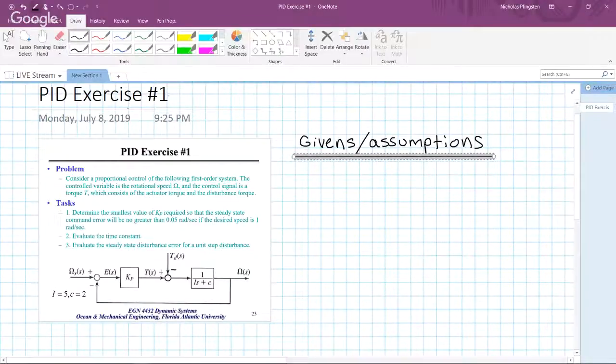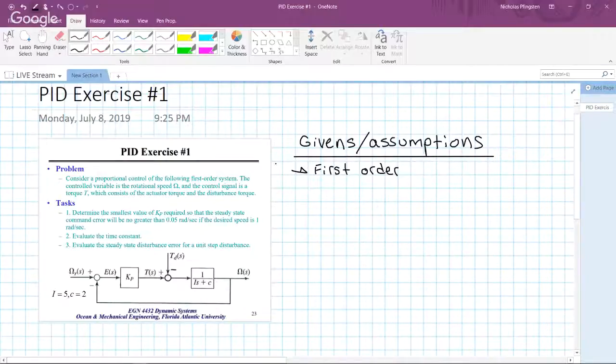So, starting off, the problem. Consider a proportional control of the following first-order system. Okay, so it says, hey, it's a first-order system. The controlled variable is rotational speed, capital omega, and the control signal is torque T, which consists of an actuator torque and a disturbance torque.